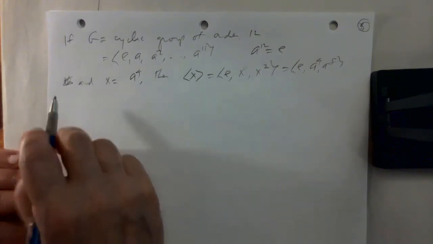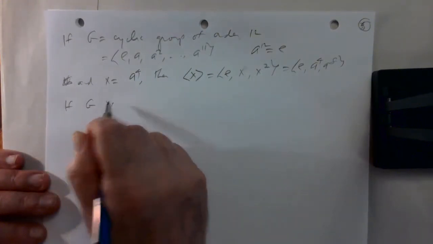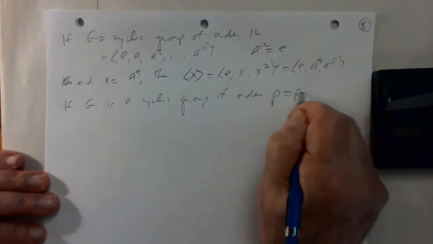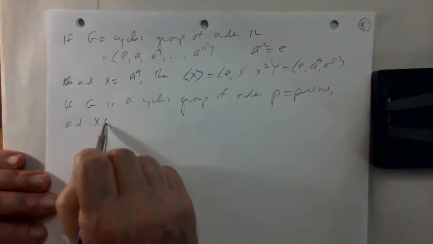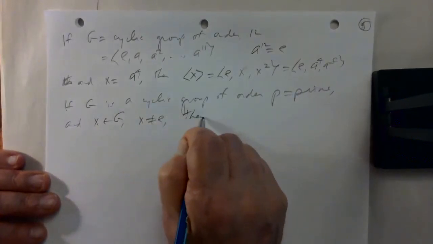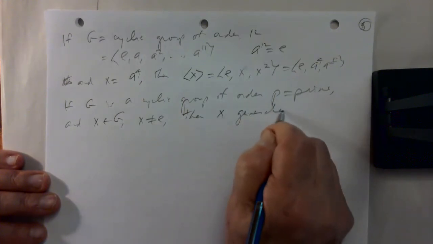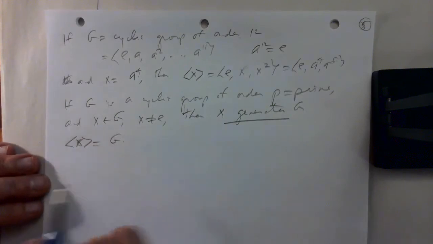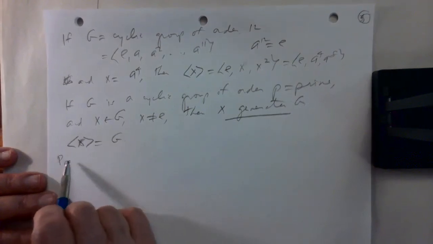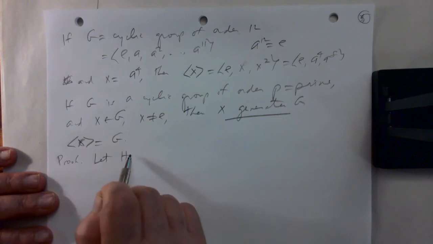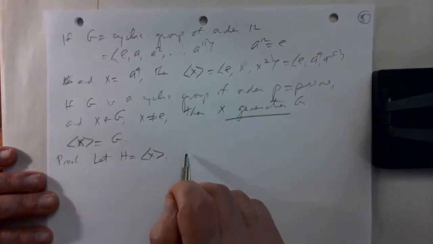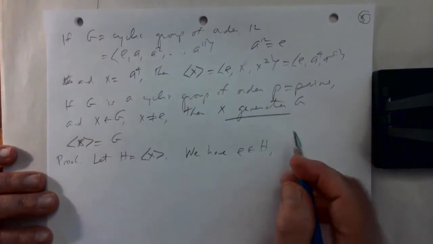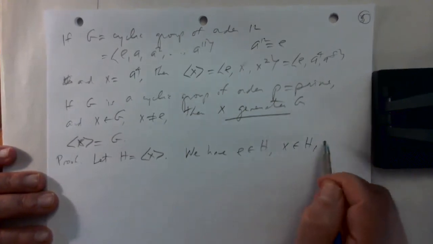In fact, we can then say the following. If G is a cyclic group of order P, some prime number, and X is in G and X is not the identity, then X, we say, generates G. This means the cyclic group generated by X is equal to the whole group G. And why is that? Well, suppose we let H be the cyclic group generated by X. So we have E is in H, because every subgroup contains the identity. X is certainly in H. X is different from the identity. That's how we chose it.